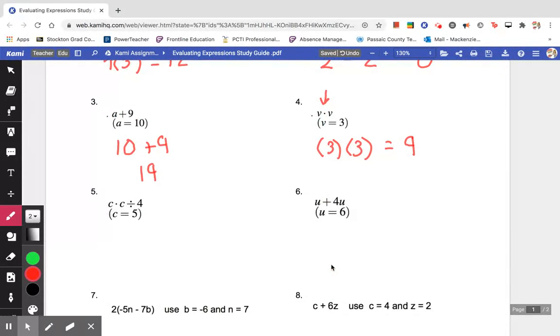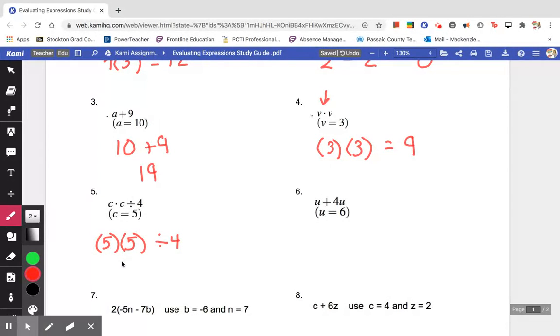So looking at number 5 here, we have c times c divided by 4, so parentheses are really important here because this multiplication needs to be separated by the parentheses. So 5 is actually going in for both the c's. So the first c is 5. I'm going to need another parenthesis for my next 5, and then I'm copying down the divided by 4.